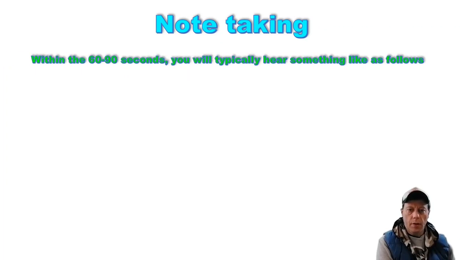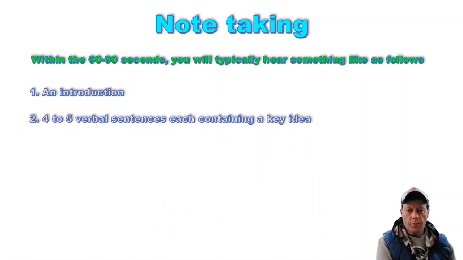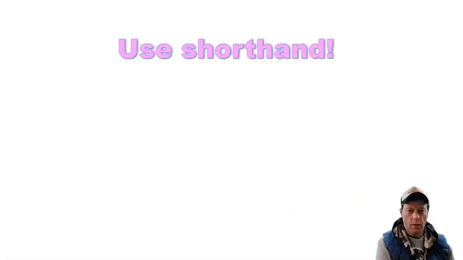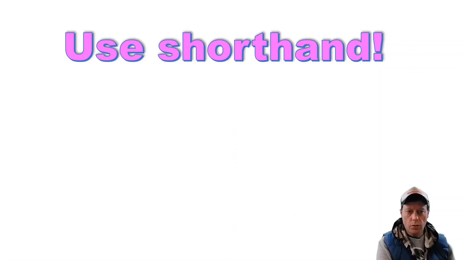Note-taking. Within the 60 to 90 seconds, you'll typically hear something like as follows: an introduction, 4 to 5 verbal sentences which each contain a key idea, and a conclusion. That's generally about 7 complex sentences that each contain a key idea. Obviously, you don't have enough time to write 7 complex sentences, so you should only write key words. Which means you'll need to use shorthand.